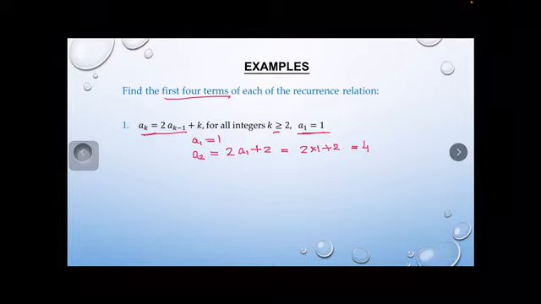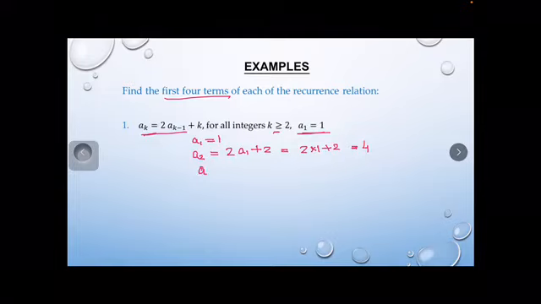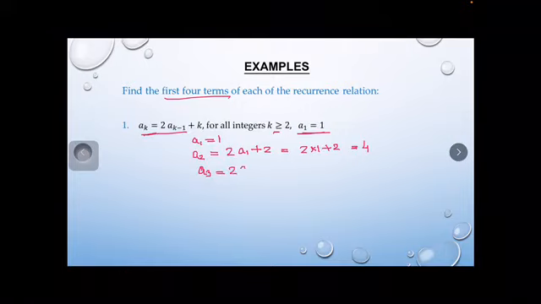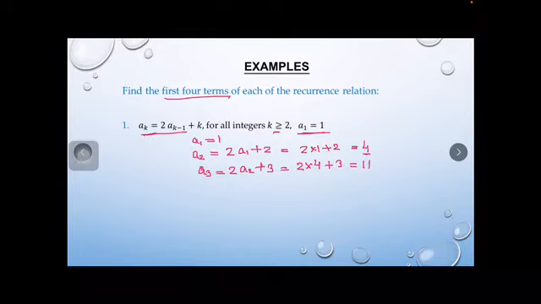Now similarly you can find the next term, the third term, a_3. So what will be a_3? This is 2a_{3-1}, so 2a_2 plus k, which is 3 here. Our a_2 is 4, so you put 2 multiplied by 4 plus 3, that is 8 plus 3, and you will get 11.